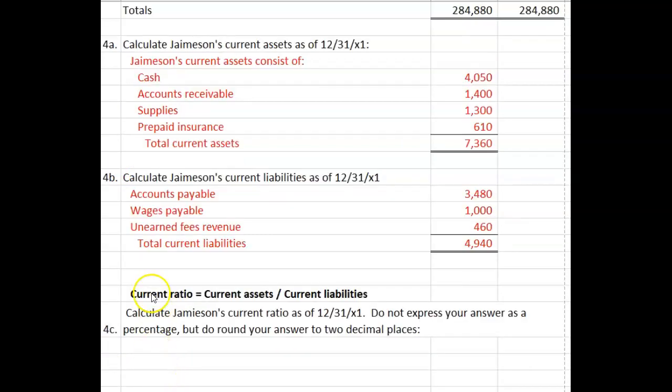So given the formula that current ratio equals current assets divided by current liabilities, please calculate Jameson's current ratio as of 12/31/X1. Please do not express your answer as a percentage, but do round your answer to 2 decimal places. Please pause the video, do your calculations on a piece of scratch paper, and then start the video again to check your work.